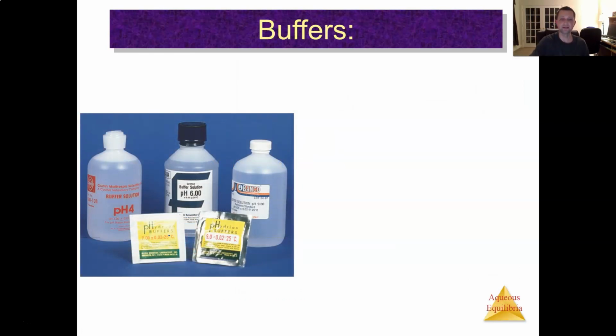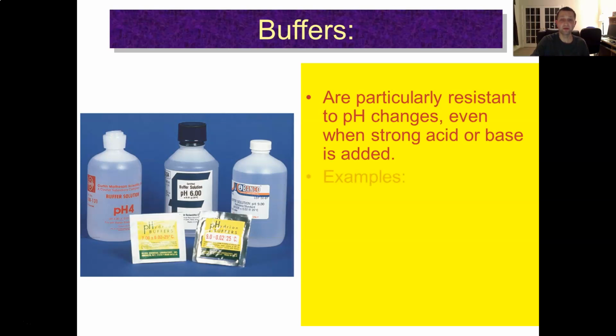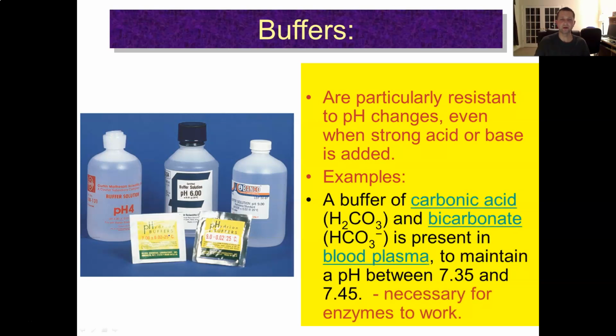So let's take a look at a common buffer here, which is a buffer that consists of carbonic acid and the bicarbonate ion. You can see that on the screen here. That's a buffer that's present in blood plasma, and it helps maintain a pH of 7.35 to 7.45, which is necessary for enzymes to work. So buffers are really important, obviously for you and your body, but also for some other things in nature as well, to help prevent effects of maybe acid rain. If you have a buffer solution in a lake or a pond, that could help there. So let's take a look at what they are.